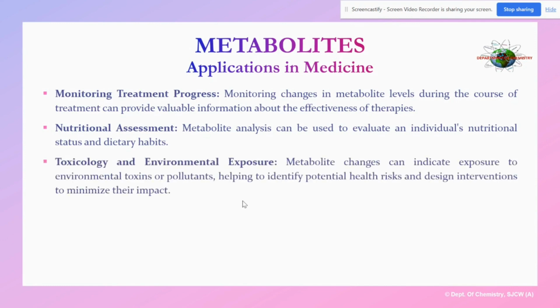Toxicology and environmental exposure. Metabolite changes can indicate exposure to environmental toxins or pollutants, helping to identify potential health risks and design interventions to minimize their impact. So, environmental exposure to specific pollutants can trigger the production of specific metabolites in living systems. So, if we can identify those metabolites and identify the source, then the intervention strategies can be implemented.